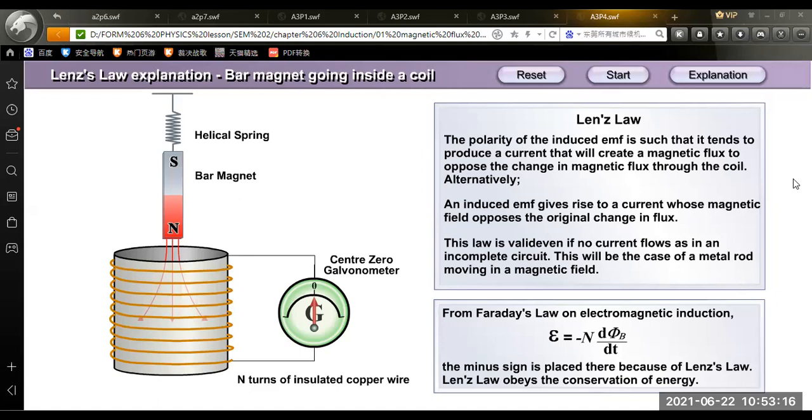This law is valid even if no current flows, as in an incomplete circuit. This will be the case of a metal rod moving in a magnetic field. No change of the magnetic flux, no induced current. From Faraday's law of electromagnetic induction, EMF is equal to negative N, change of the magnetic flux over the time, the rate of change of the magnetic flux. The minus sign is placed there because of Lenz's law. Lenz's law obeys the conservation of energy.